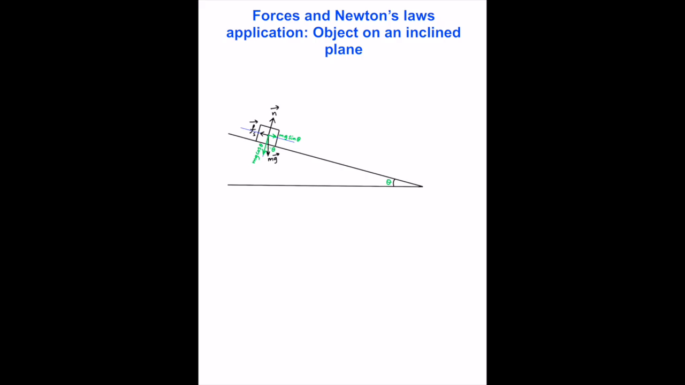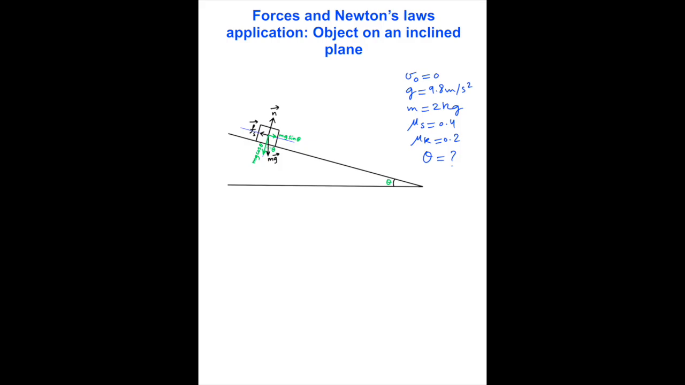So let's take the example of an object on an inclined plane. We can change this angle and see when the object will start moving. So the initial velocity of the object is 0 and the gravitational acceleration is 9.8 meters per second squared. And suppose the mass is 2 kilograms and the coefficient of static friction is 0.4 and that of kinetic friction is 0.2. So let's find the critical angle at which the object will start sliding.